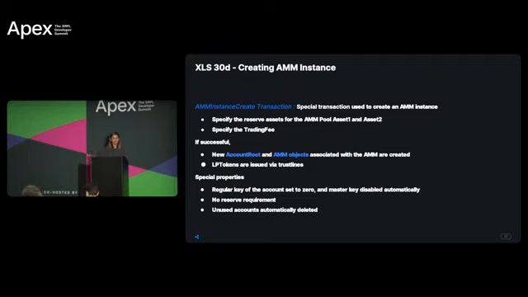Now, if this transaction is successful, it creates two new objects, that is the account root object and the corresponding AMM object that is associated with this AMM. And the LP tokens are issued and they're tracked via trust lines. Now, why do we call this transaction and these objects special? Because they have some special properties.